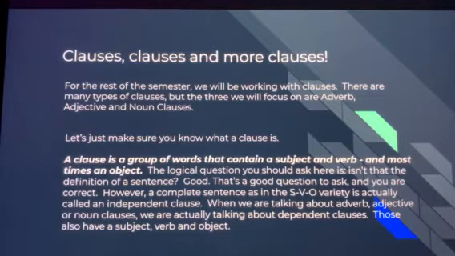So a clause is a group of words that contain a subject and a verb, and most of the times an object. So the logical question you should ask yourself here is, isn't that the definition of a sentence? Well, that's a good question to ask, and you are correct. However, a complete sentence, as in the SVO variety that we've talked about, is actually called an independent clause. When we are talking about adverb, adjective, or noun clauses, we're actually talking about dependent clauses. Those also have a subject, verb, and object.